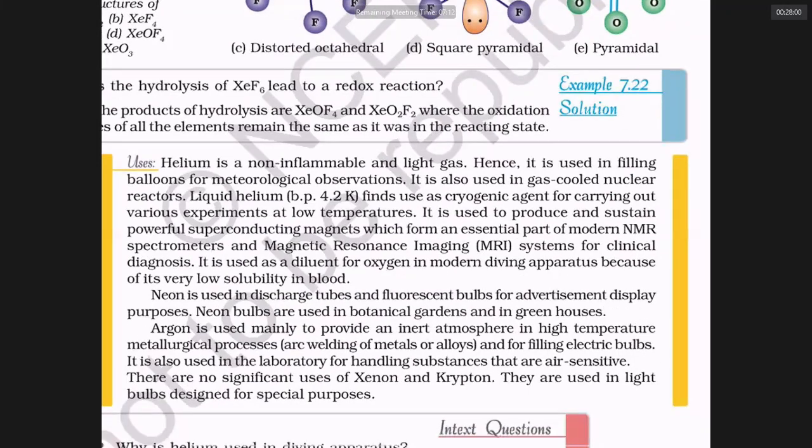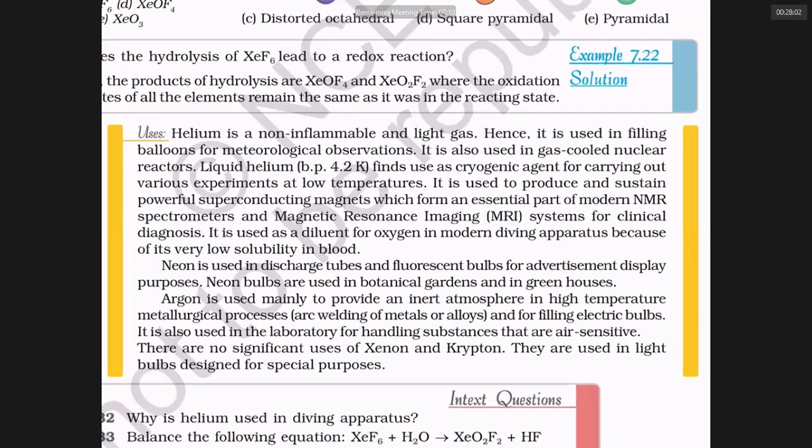Also, it is of some interest to see the uses of noble gases. Here, there is an interesting idea. Nowadays, people are going for CT scan, MRI scan, magnetic resonance imaging, all around hospitals. In these instruments, some noble gases like helium are used. When you want to jump into the deep sea for exploring, you can't take direct oxygen. You will take a mixture of oxygen and helium.